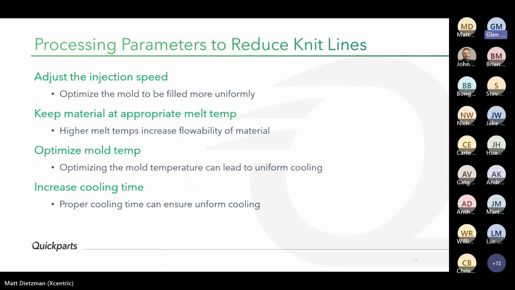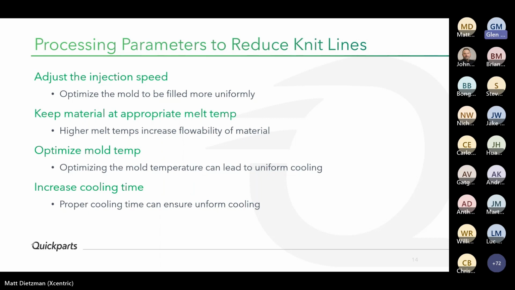Try to go over some processing parameters to help reduce knit lines. Processing just meaning the different adjustments you can make at the press. One of which is adjusting the injection speed, either speeding it up or slowing it down. Just trying to optimize the fill for this particular part geometry and that particular material that you're using, and try to hone in on the best possible process and the best speed to fill that more uniformly.